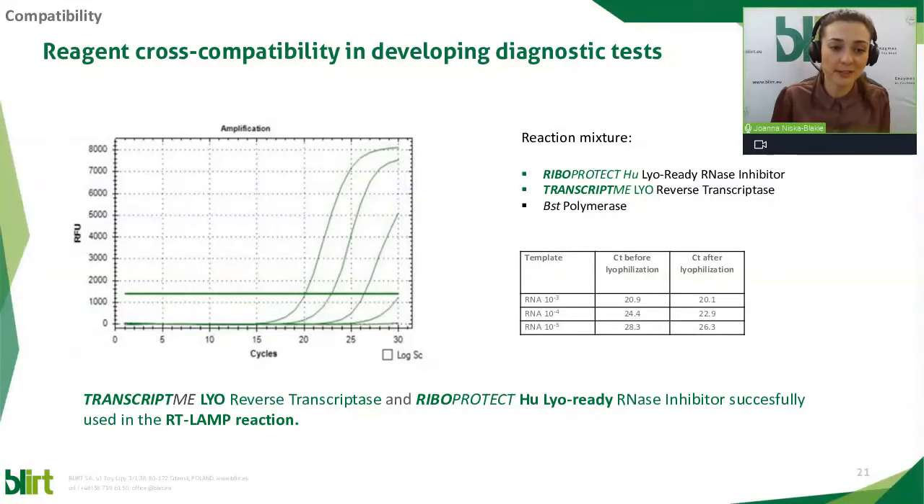And this is an example coming from our client who was developing the RT-LAMP method, and for which he used the RiboProtect lyo-ready RNase inhibitor, the Transcript Me reverse transcriptase in a lyophilized version, as well as the BSD polymerase. An important fact is that after lyophilization or reconstitution, he noticed that the reaction, when it comes to efficiency, was very satisfactory, and that they all worked well together. So there was no cross-inhibitory effect noticed.